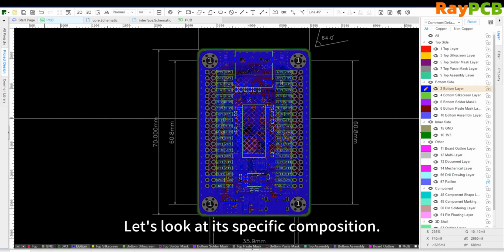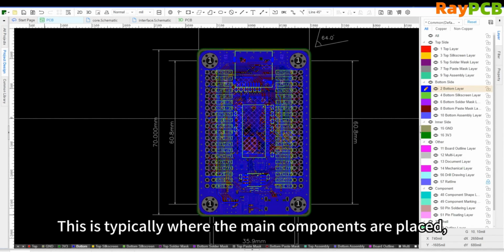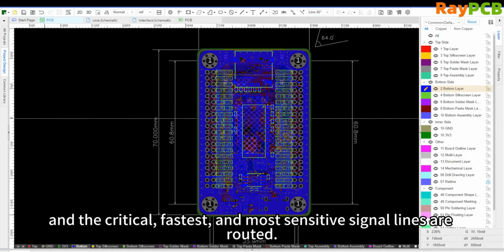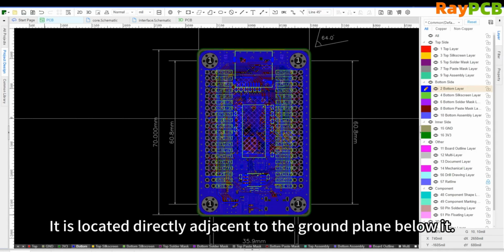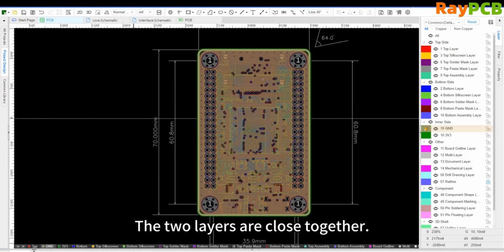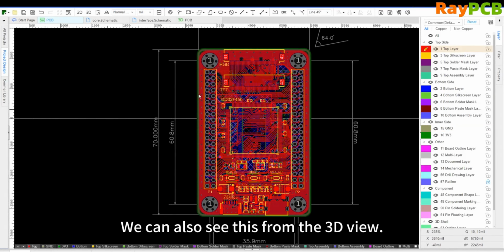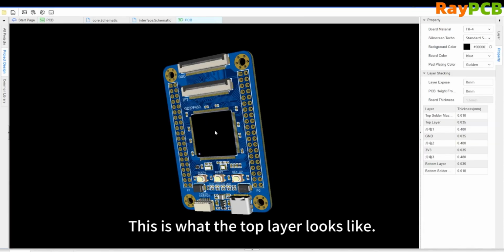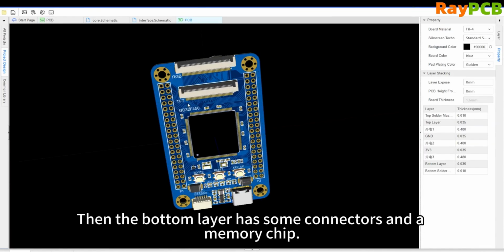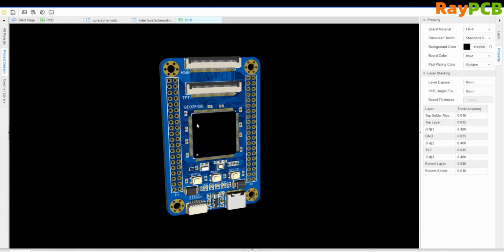Next, let's look at its specific structure. The first layer, the top layer, is usually where the main components are placed, along with the layout of the fastest and most sensitive signal traces. Then, right next to the ground layer, the top layer and the ground plane are adjacent. Most of the components, especially the core and high-speed ones, are placed on this layer. We can also see from the 3D diagram that this is the effect of the top layer, where the core components are placed. The bottom layer holds some interfaces and a memory chip.